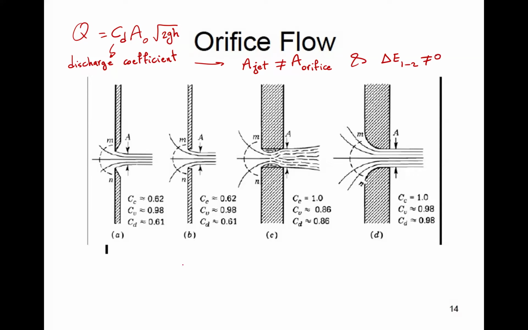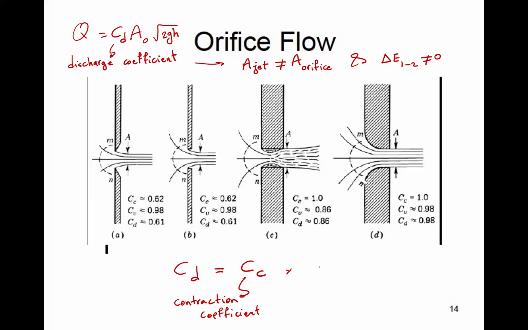We introduce a coefficient called CD, and it's made of two factors. One is C sub C, which is called the contraction coefficient. What does it mean? It means exactly what we said. The area of the jet is not equal to the area of the orifice. So we have to apply a correction. That's called C sub C.